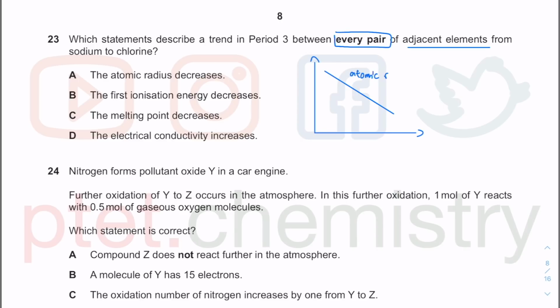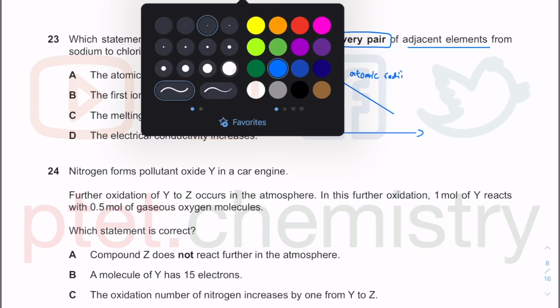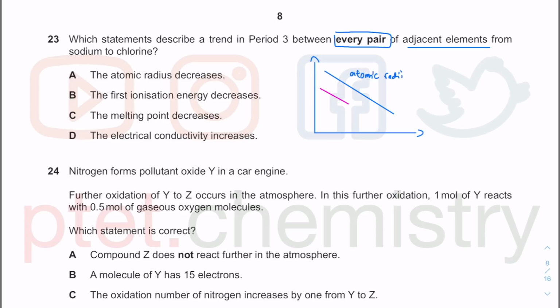They are not asking about ionic radii, but we also know that ionic radii would decrease like this up to Al3+, and then this pink one will be P3- all the way to Cl-. These are the ionic radii. They say describe a trend between every pair of adjacent elements. Atomic radius decreases, so that one is very clearly true. I think A is definitely the answer.